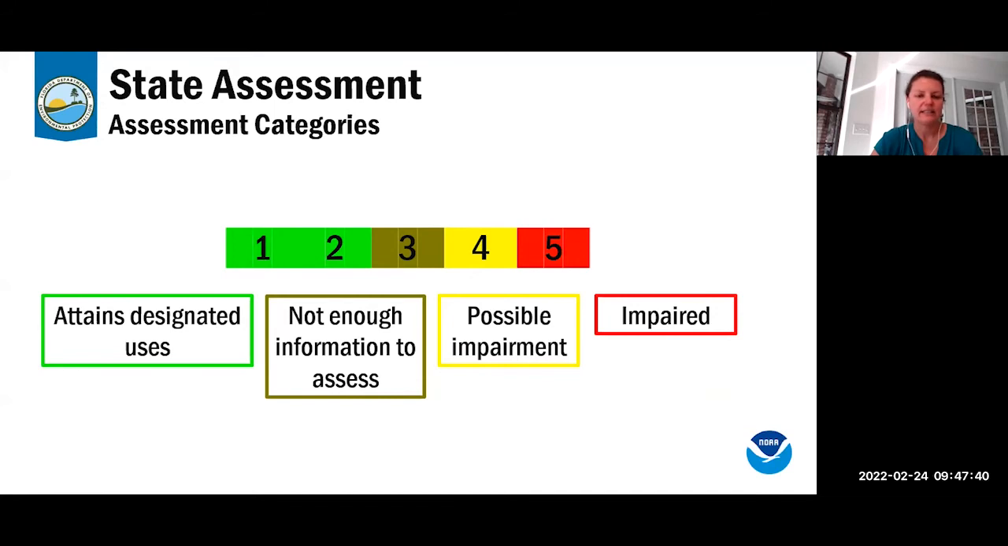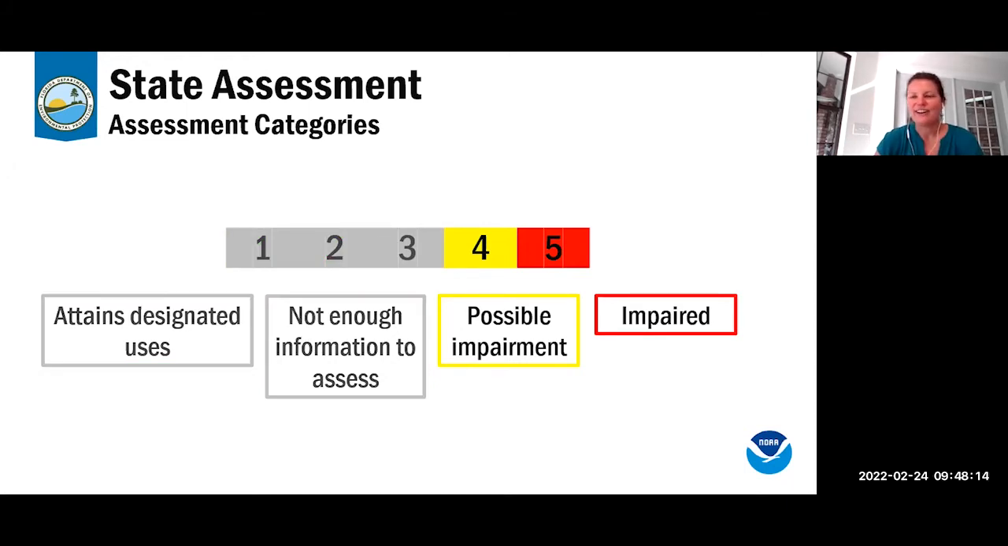And in terms of the assessment itself, each water body gets a score from 1 to 5. So if a water body is a 1 or a 2, it's meeting its designated uses, which is recreation or fishing. If it's a 3, there's not enough information to assess the water body. If it's a 4, there's a possible impairment, but there's still some questions and studies to figure out. And if it's a 5, it's officially listed as impaired, and then that TMDL and basin management action plan process kicks off.